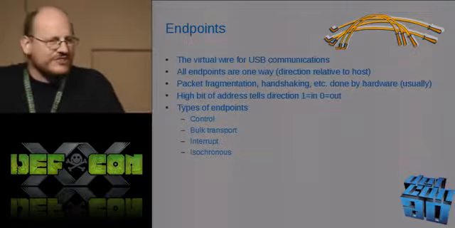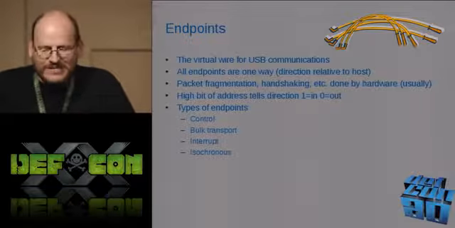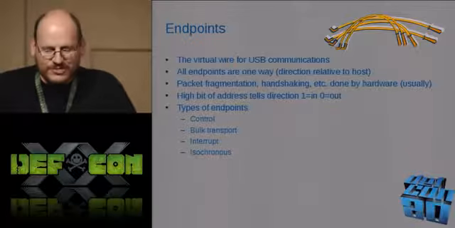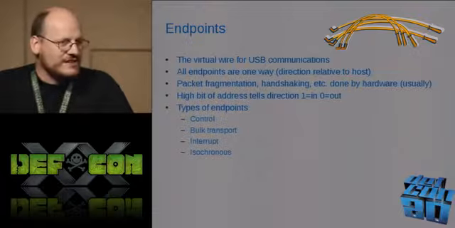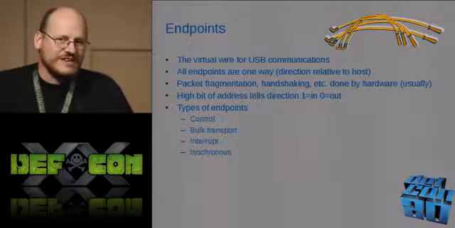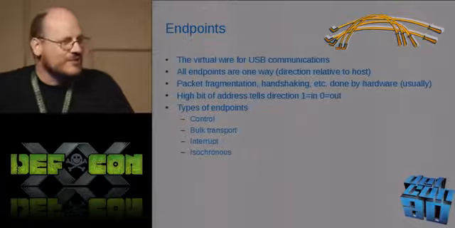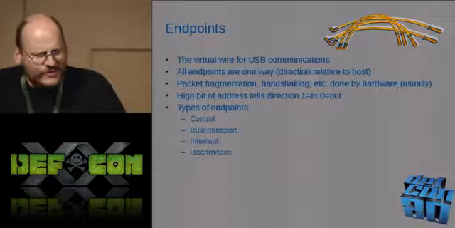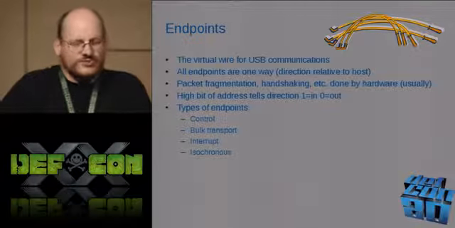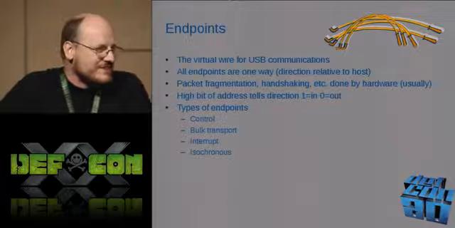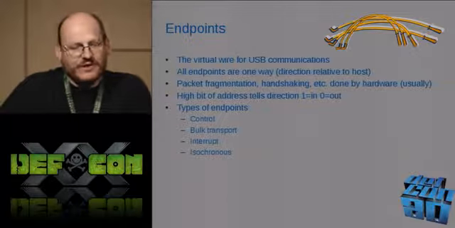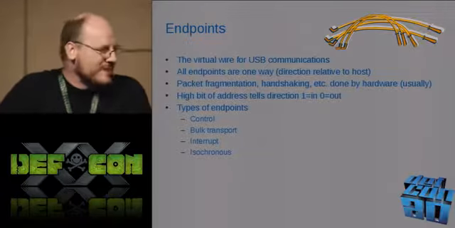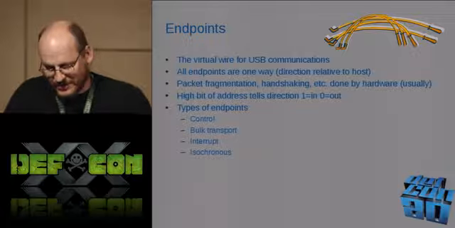Right? Fortunately, a lot of the things like packet fragmentation, handshaking, and all that is done in hardware. You can get specialized controller chips to do this. And the address for each endpoint has a meaning. The high bit tells you whether it's in or out. And there are various types of endpoints. Control endpoints are something that every device has to have. You can have bulk endpoints, which we'll talk about a bit today. Interrupt endpoints, and also isochronous endpoints.